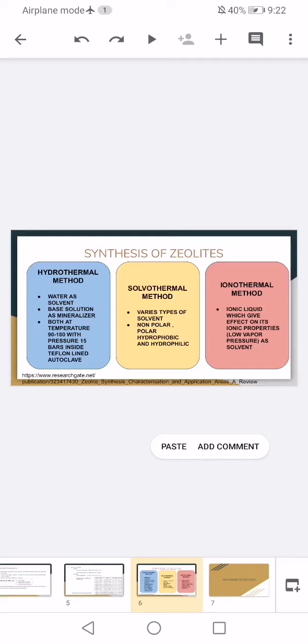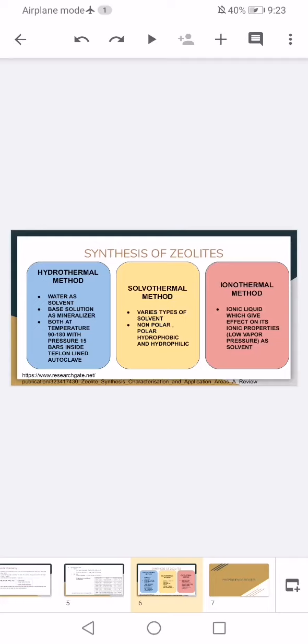While for the liquid phase, basically it use solvent, so in the presence of solvent, it easier for the transportation of molecule as it occur in the lower temperature, which is lower than 300 Celsius. So the synthesis of zeolites are carried out in the liquid phase.